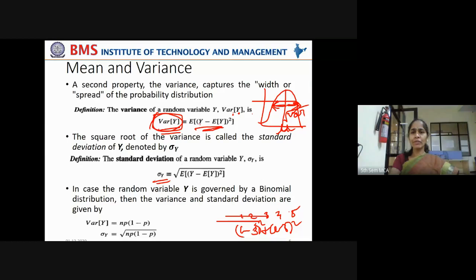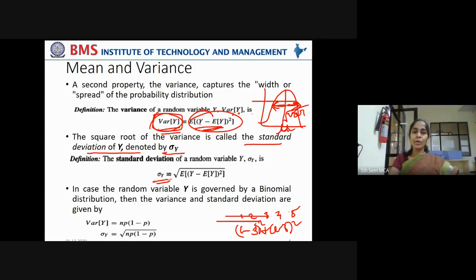The square root of the variance is called the standard deviation of y, which is represented by sigma suffix y. Now the standard deviation of a random variable y, denoted by sigma y, how can you represent that? Just put a square root over the variance. That is the standard deviation: the square root of the expected value of all the data points' deviations from the mean of y, squared and summed up.